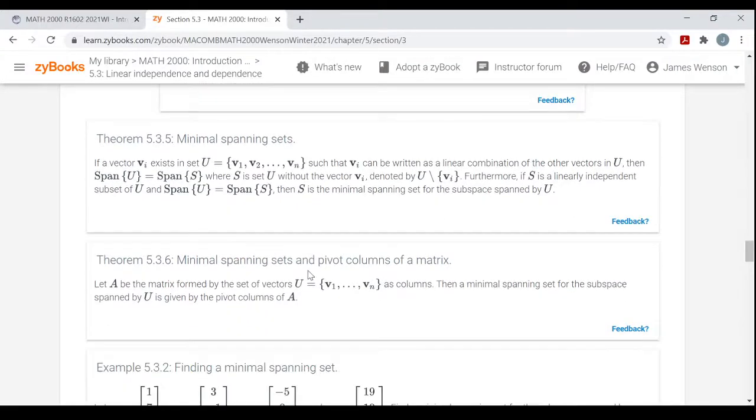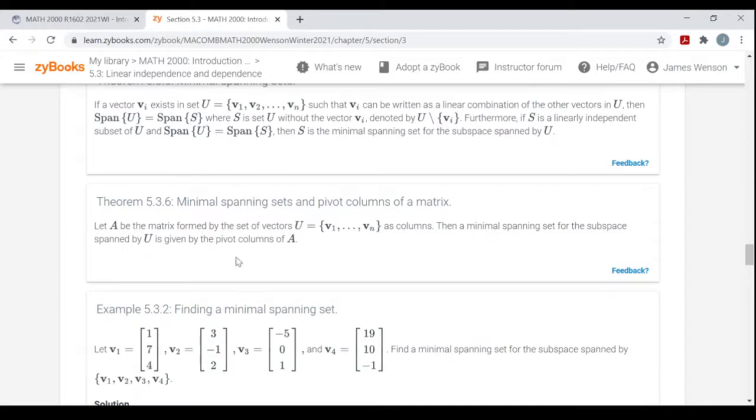Now, an easy way to do it, and I've been showing you, is to look at the echelon form or reduced echelon form of that coefficient matrix made by the vectors.